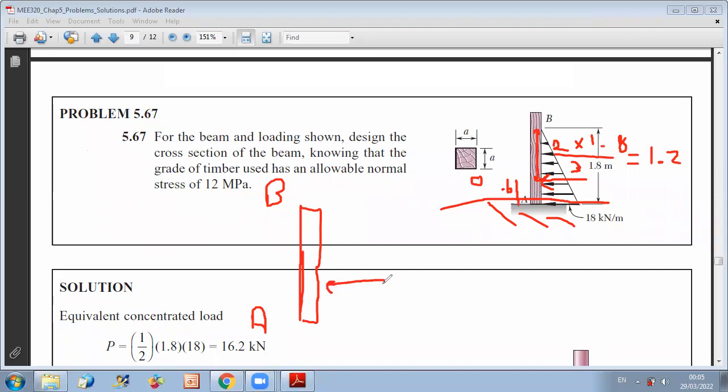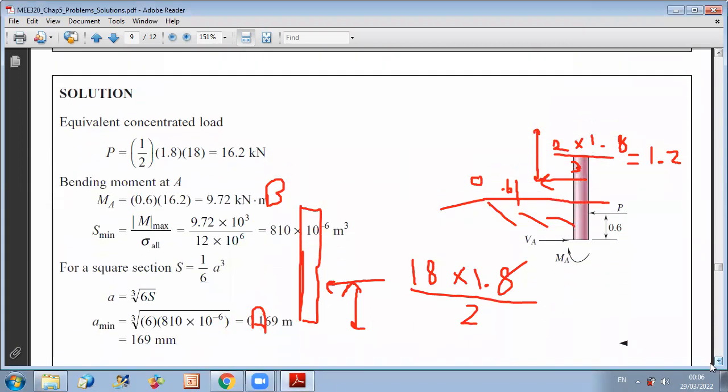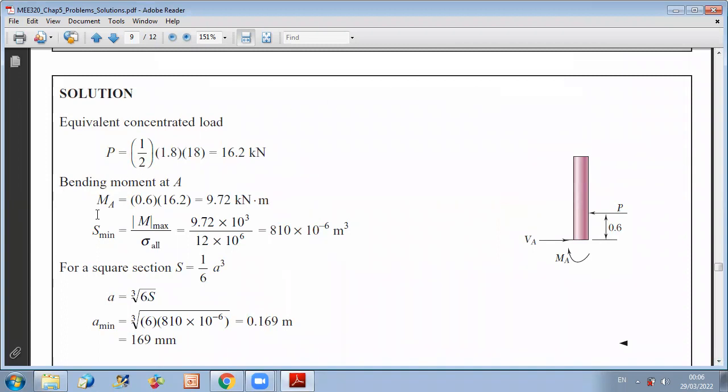So now you can say that the value of this force is equal to the area of the triangle. The area of the triangle is 18 times 1.8 over 2. So you can deduce that the value of the bending moment at A is equal to this force times this distance, which is 0.6. So this is how you can get the maximum bending moment in your beam. Now, once you get the value of this bending moment, which is 9.72 kilonewton meter, you can get the minimum value of your modulus S. So S minimum is equal to the maximum bending moment over the allowable stress.